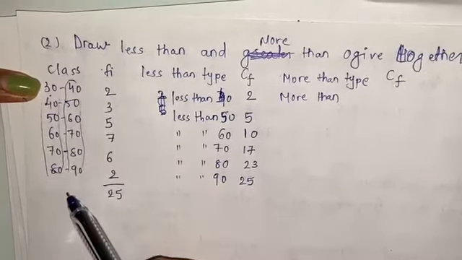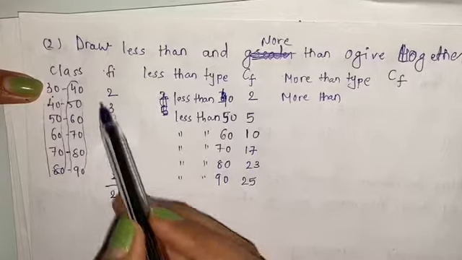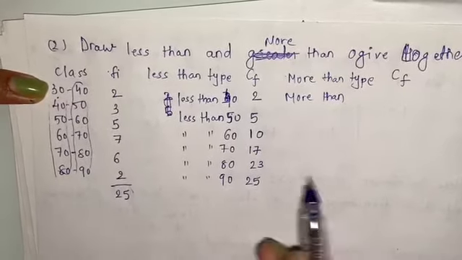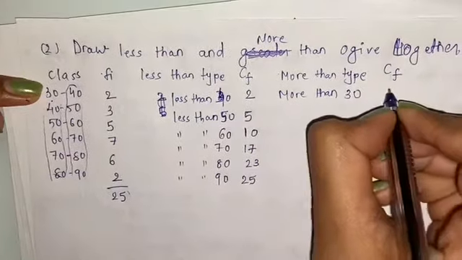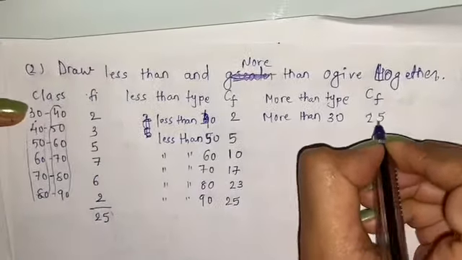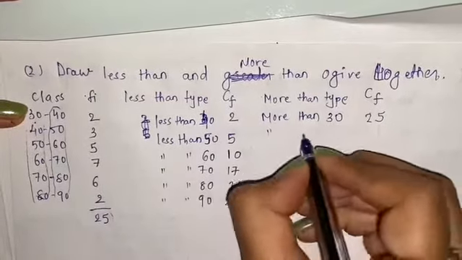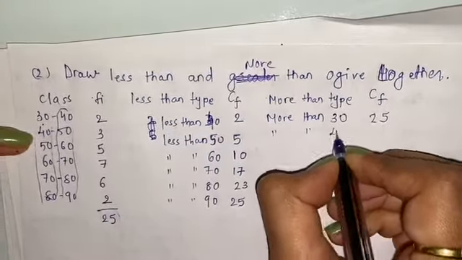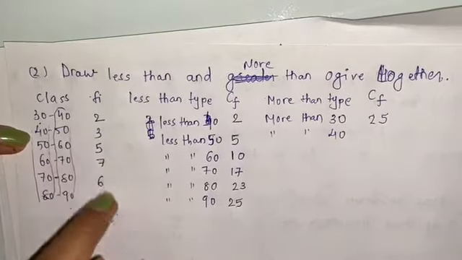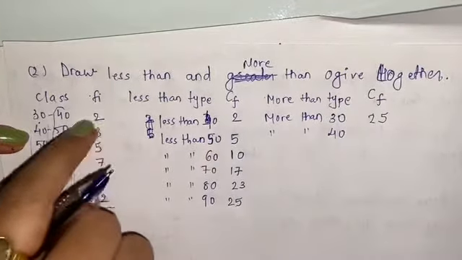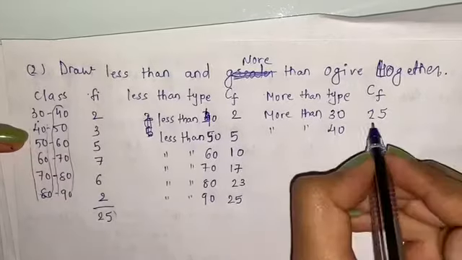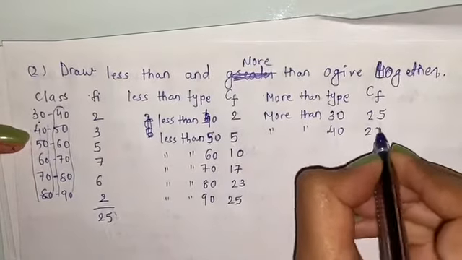These are all the numbers which are more than 30. So you have to write down the sum over here. So more than 30, it will be 25. Next is more than 40. So more than 40 means only these are the numbers. So you have to subtract the previous number. So 25 minus 2 will be 23.